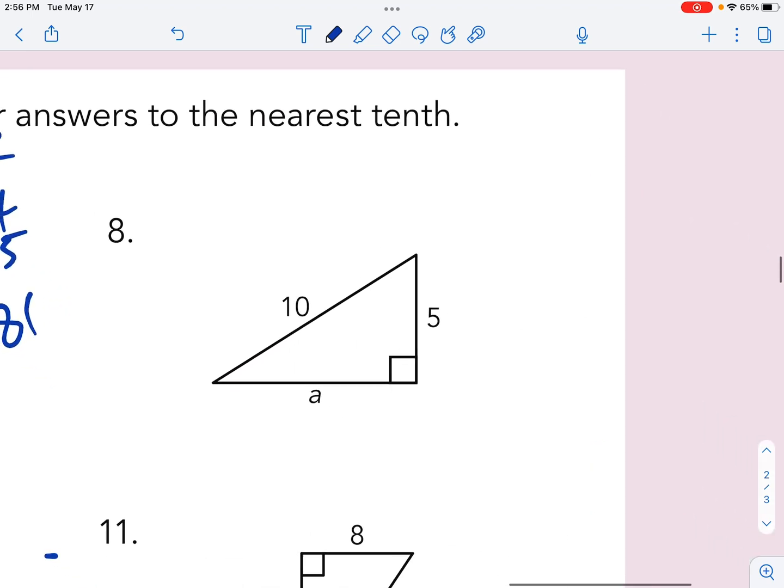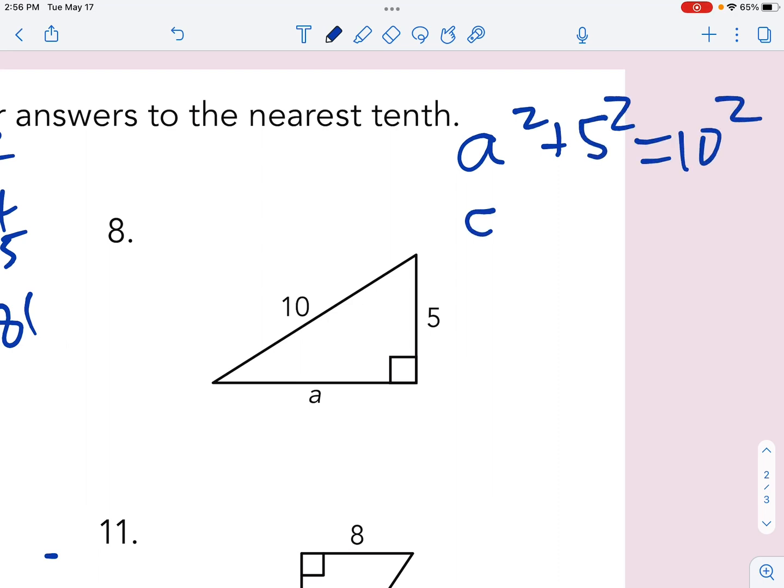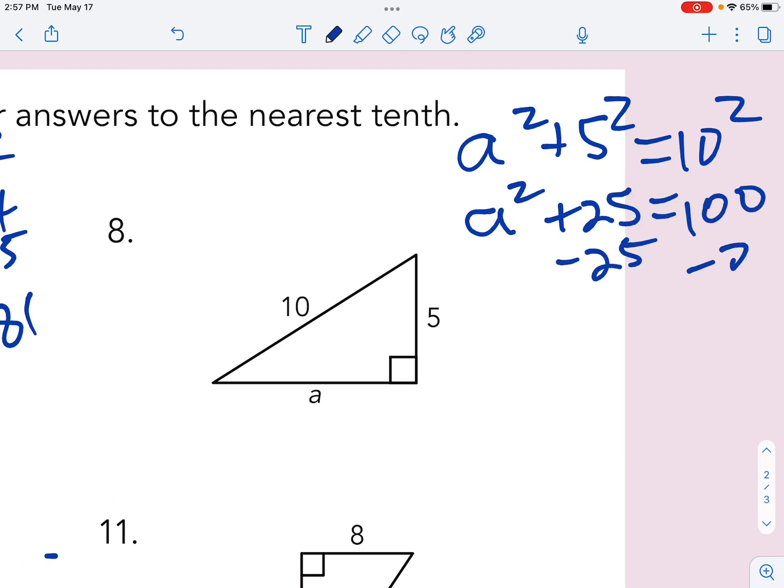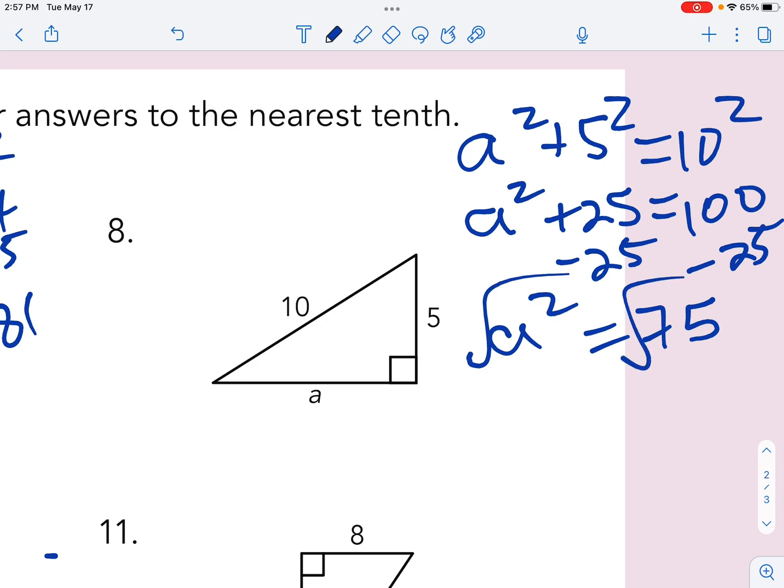Okay, so let's try this one. So I have a squared plus 5 squared equals 10 squared. A squared plus 25 equals 100. Subtract 25 from both sides. And I get a squared equals 75. I take the square root of both sides. And I get a equals, the square root of 75 would be 8.7-ish. Approximately 8.7.